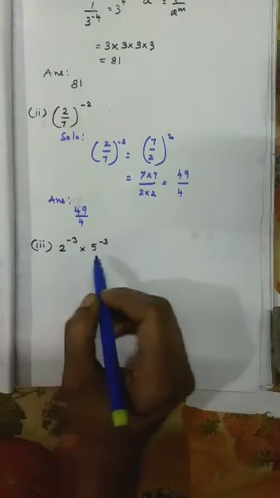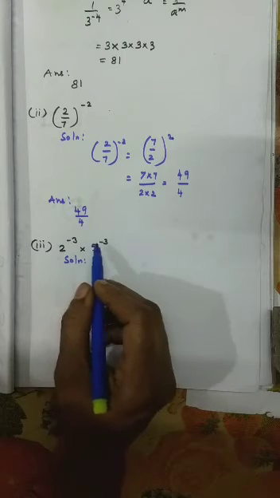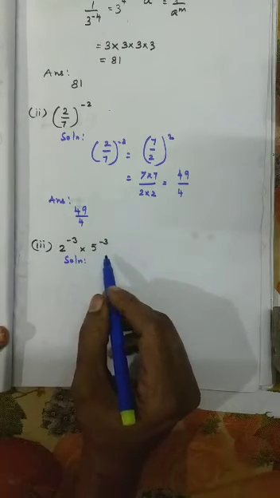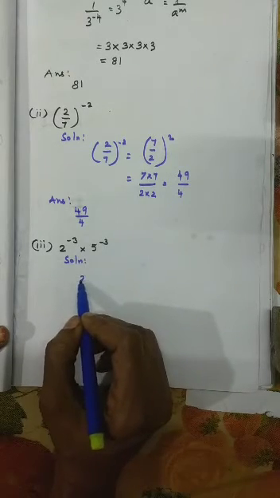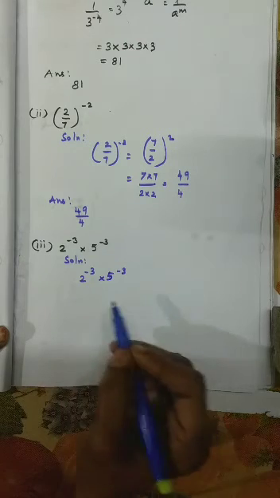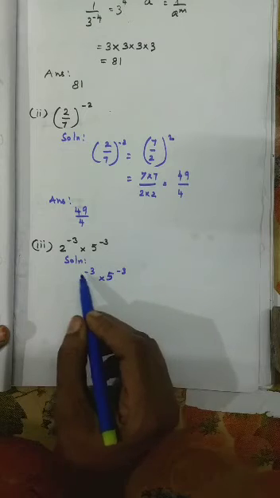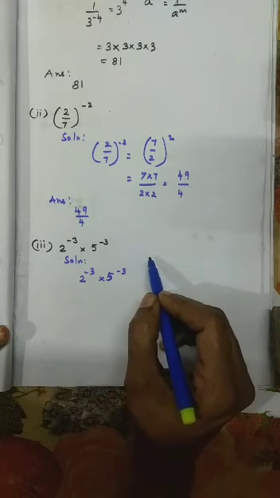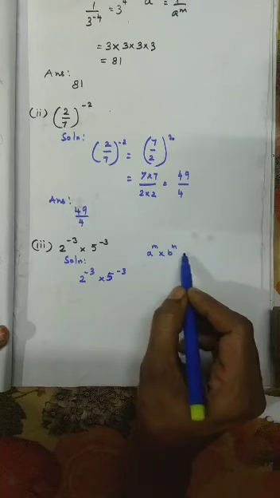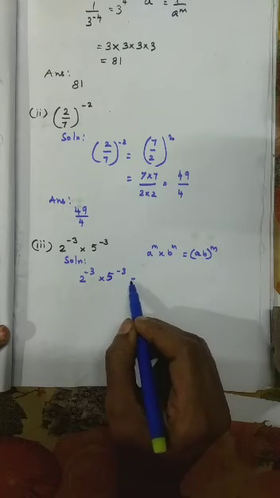Okay. Then third one. Solution. Here also the powers are negative. First you have to change the powers to positive. Okay. How to change? 2 power minus 3 into 5 power minus 3. Okay. The bases are different but the powers are same. So we can write this as a power m into b power m, ab the whole power m, isn't it? Like that you can write.